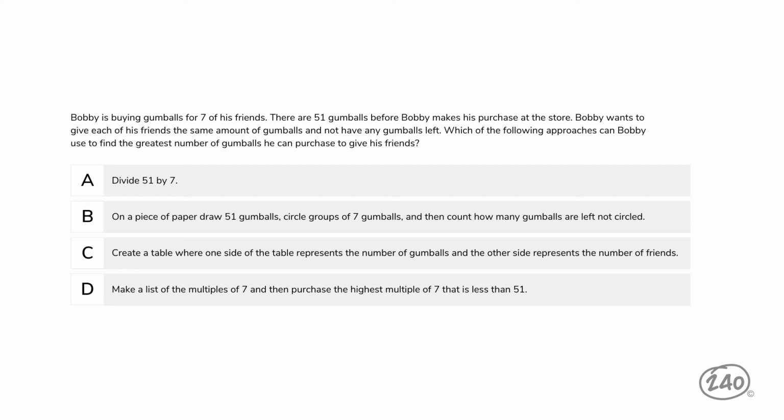Okay, so this might not sound like a factoring question that we talked about earlier, but I promise you it is. It's just hidden a little. It's in disguise. If Bobby wants gumballs for each of his 7 friends with none left over, we need to know the multiples of 7. And there are only 51 gumballs in the store, so our number has to be lower than 51. So our best option is choice D. Make a list of the multiples of 7 and then purchase the highest multiple of 7 that's less than 51.